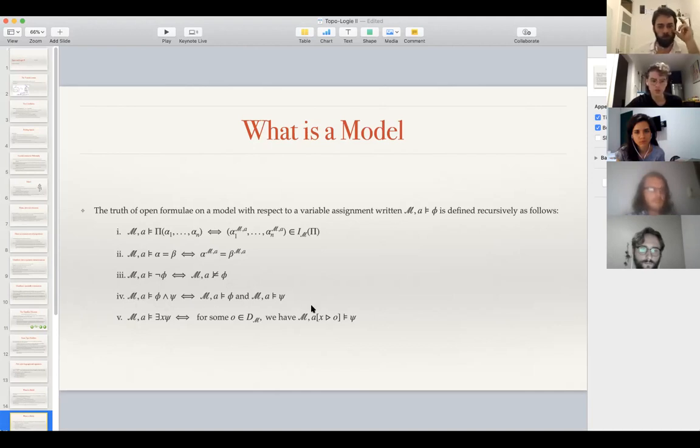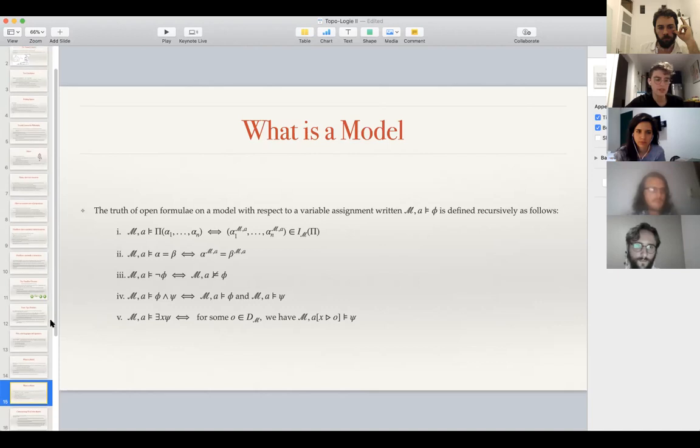Conjunction, the usual thing, and then here existential quantification: if and only if there's some object O in the domain such that if I take this variable assignment and replace it with O, phi holds under it. Okay, does that make sense?